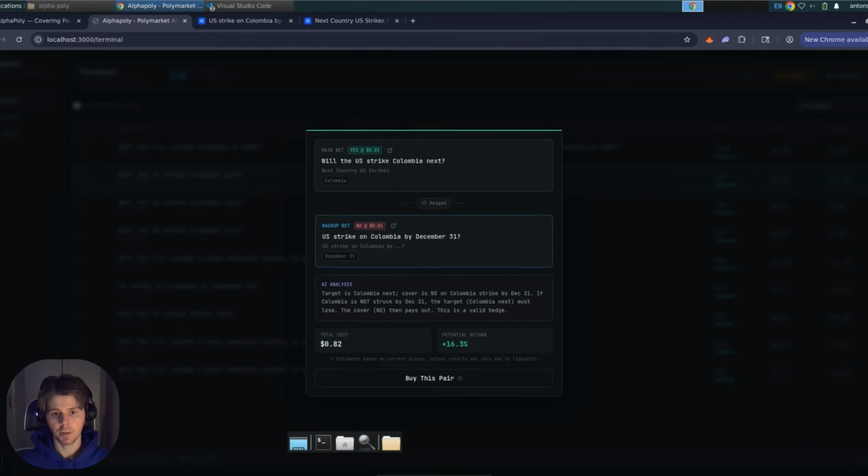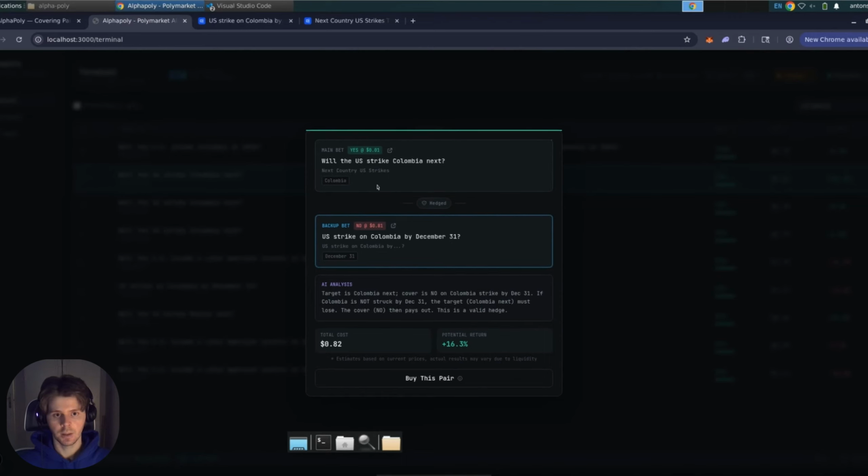What will happen if our bet loses? Then we have another bet. Here we bet on the opposite outcome. So, US strike on Colombia by December 31. This event doesn't happen. It costs 81 cents. So we sum up those prices, we have something below $1, and that means that we potentially can make profits regardless of an outcome. Let's check those markets on Polymarket.